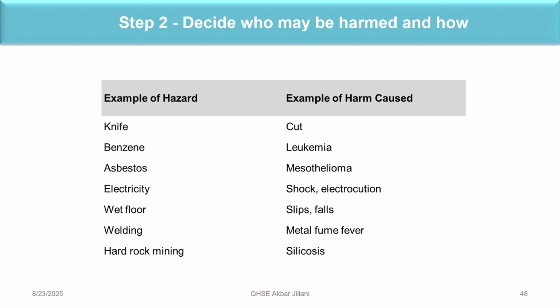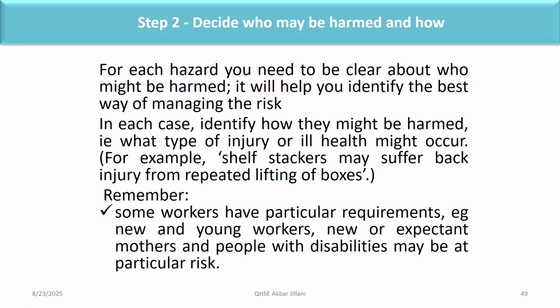Benzene is a hazard. It's a petrochemical and it's a hazard. This causes cancer of the white blood corpuscles, we call this leukemia. Then asbestos causing mesothelioma. Then electricity causing shock and electrocution. Wet floor causes slips, trips and falls. Welding, metal fumes, fever, and hard rock mining cause silicosis.